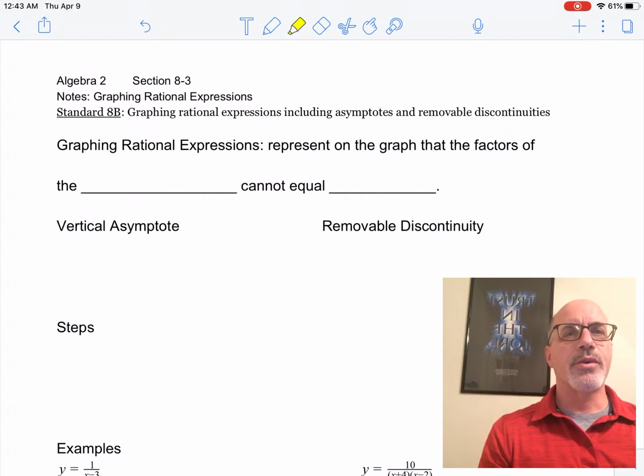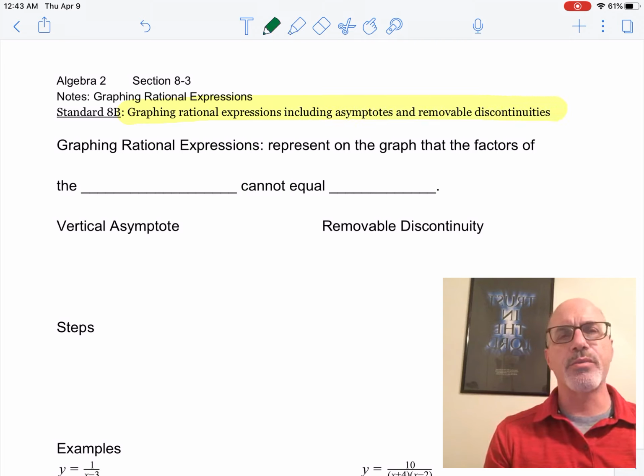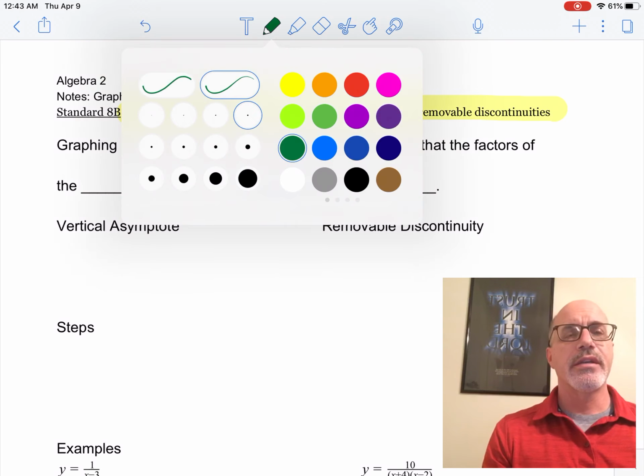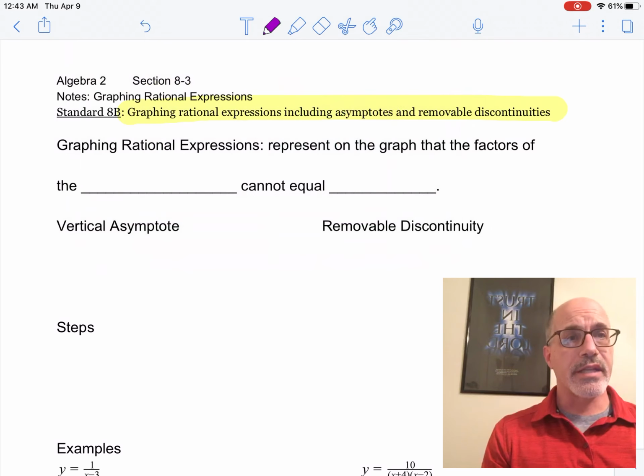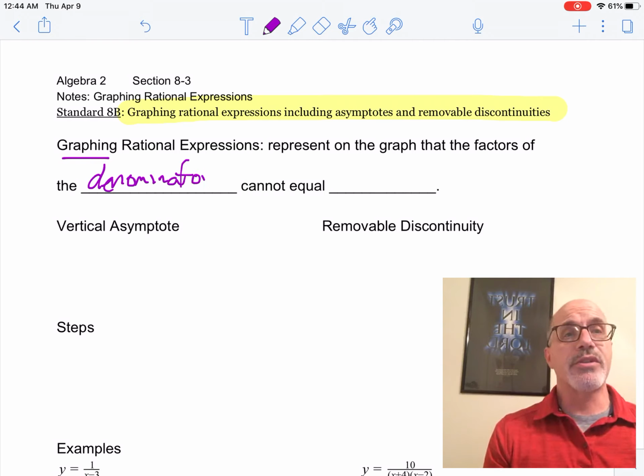This lesson is going to introduce us to Standard 8b, which is graphing rational expressions, including asymptotes and removable discontinuities. What we want to understand is that a rational expression is a fraction with polynomials in it. So when we're graphing rational expressions, we want to represent on the graph that the factors of the denominator cannot equal 0. So when they can't equal 0, we've got to represent that in different ways.